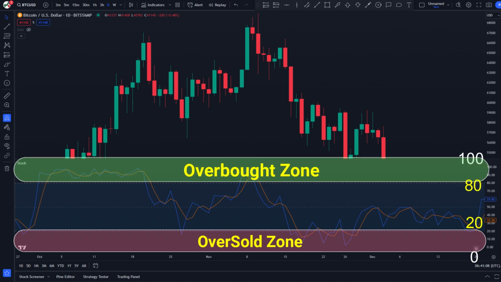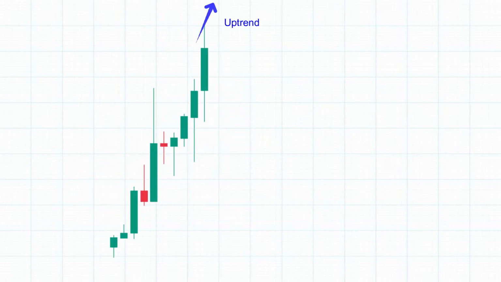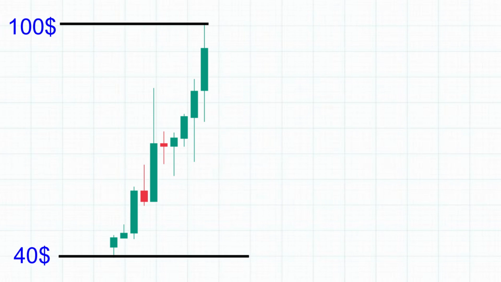In the following section, I'll show you the process of calculating the stochastic value during an uptrend using 10 consecutive candles. Let's assume we have 10 candles in a row, all pointing in an upward direction. Now let's assume that the highest high among the last 10 candles is 100 and the lowest low within the same set of candles is 40. Additionally, the closing price of the most recent of these 10 candles is 90.